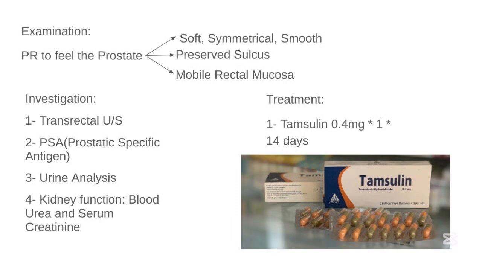For symptomatic BPH, medications are the first-line treatment, and most commonly we use alpha blockers such as tamsulosin 0.4 milligrams once daily for 14 days. This medication relaxes smooth muscles in the prostate and bladder neck, reducing dynamic obstruction and improving urine flow. Tamsulosin is well tolerated, with common side effects being dizziness or retrograde ejaculation. Treatment duration typically starts at 14 days with follow-up to assess response.